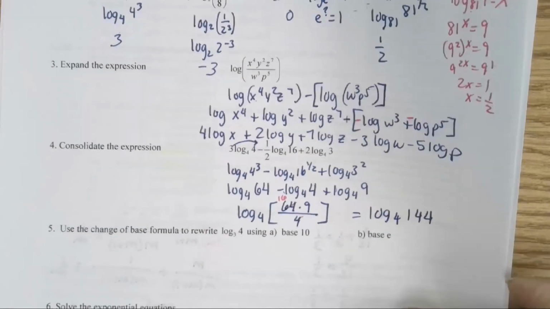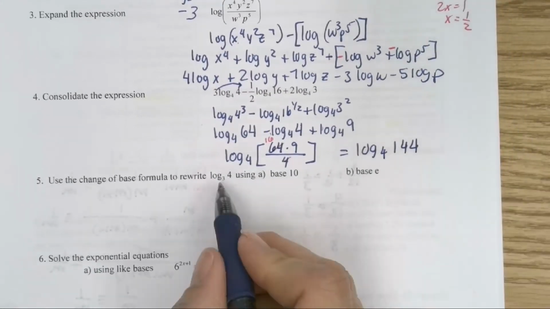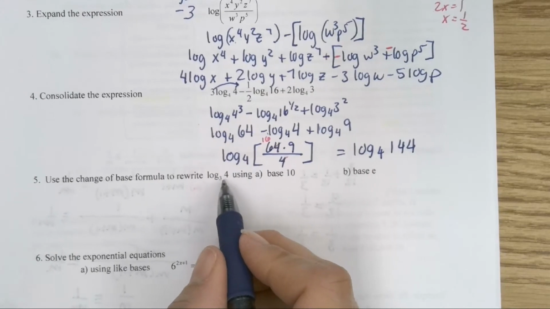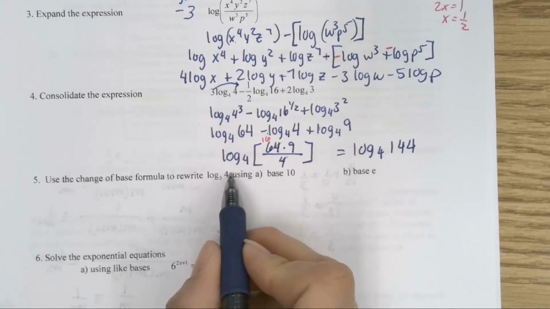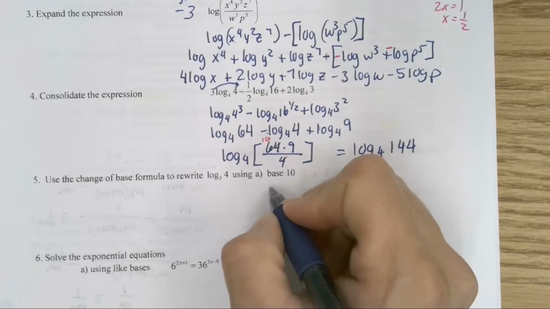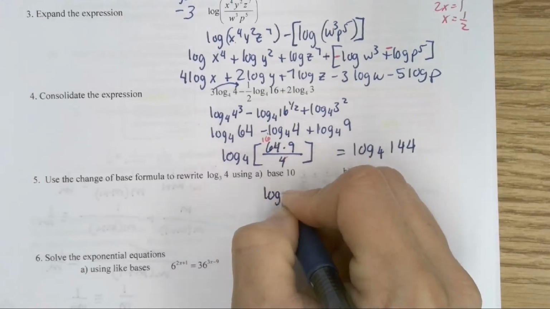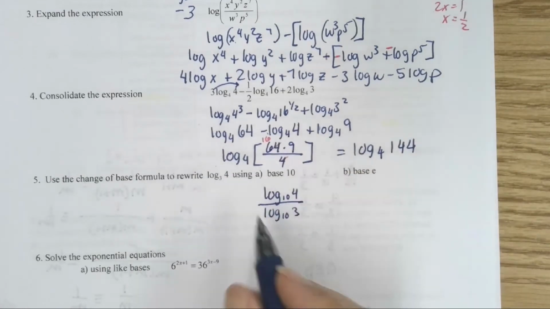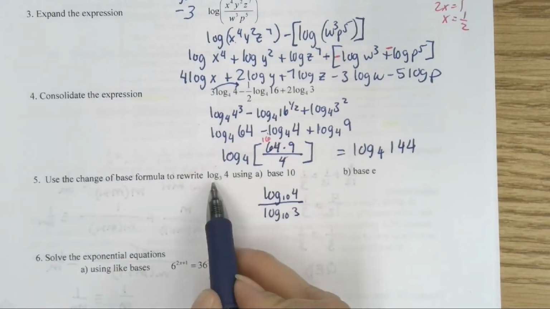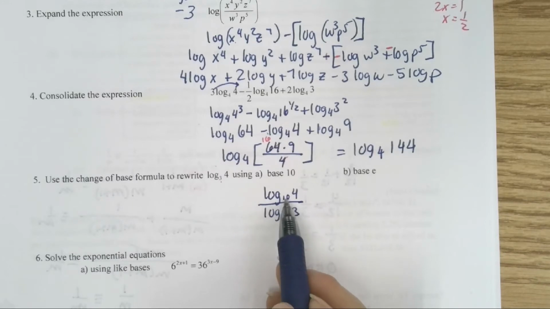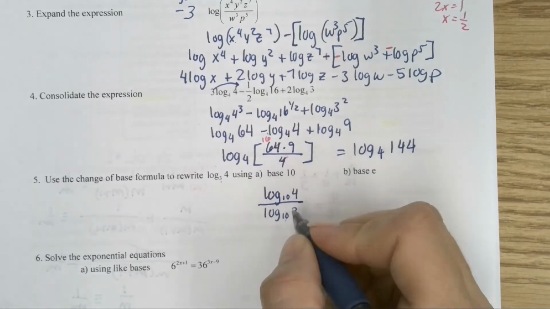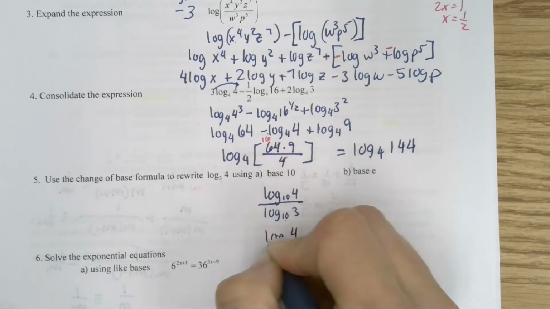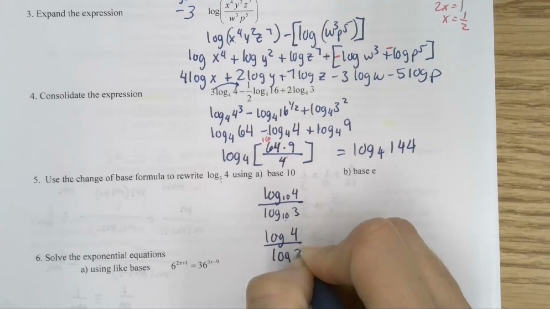All right, your change of base formula allows you to take any base and rewrite it using a base 10 and a base e. So if you wanted to rewrite log base 3 of 4, that would become log base 10 of 4 over log base 10 of 3. So the log argument goes on top, the log of the base goes on the bottom, and you give it any base that you want. And obviously, if it's a base 10, you do not need to write the base 10. So you'd have log of 4 over log of 3.